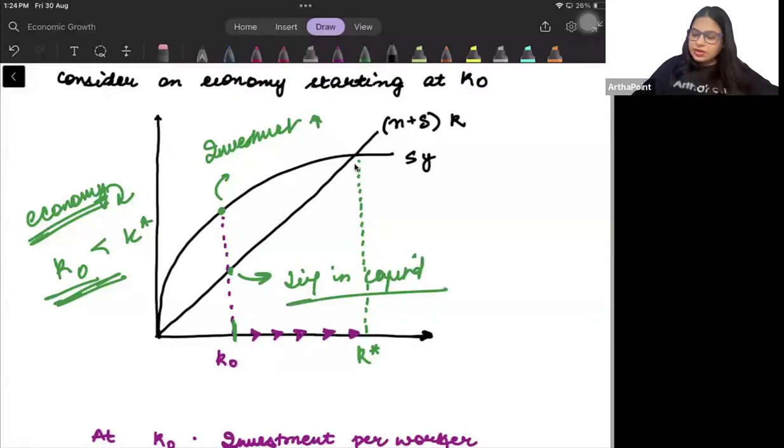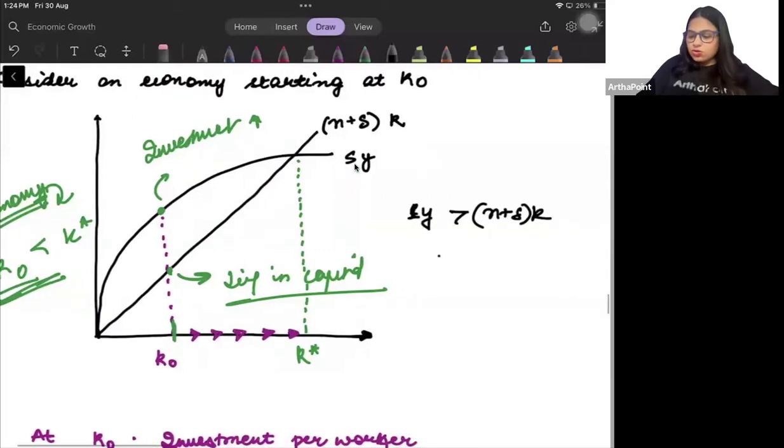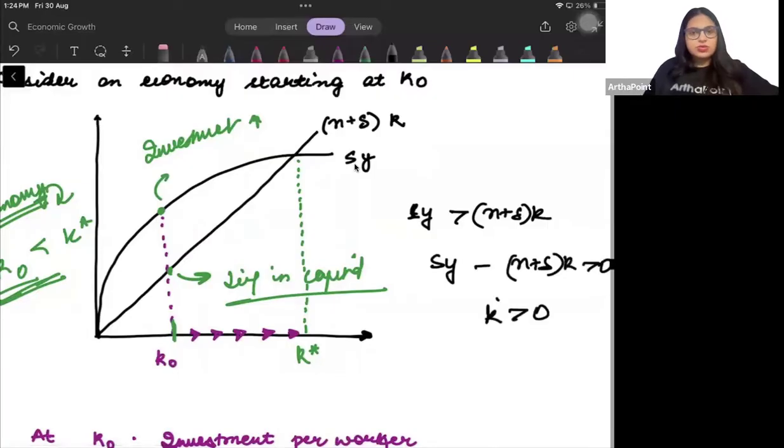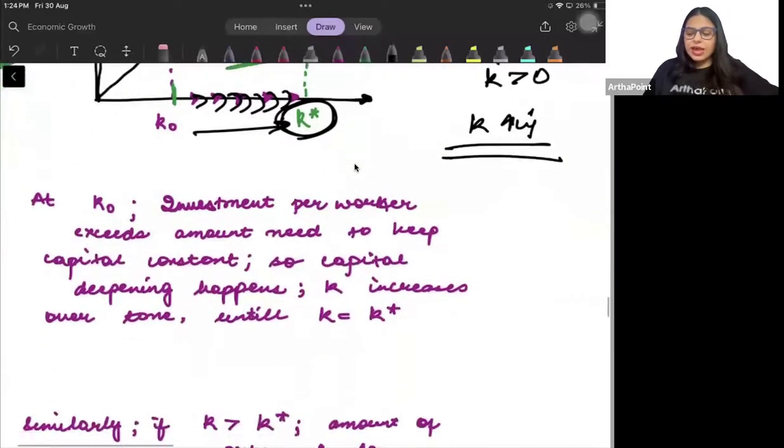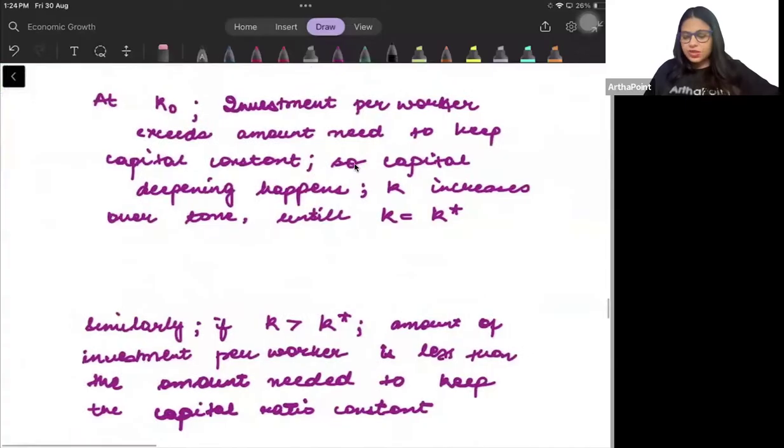The increase in capital, SY is greater than N plus delta K. So SY minus N plus delta K is greater than 0. So K dot is greater than 0. So small k will increase over time. So we will go and increase small k over time till we reach the steady state of capital. So over time, capital will increase.